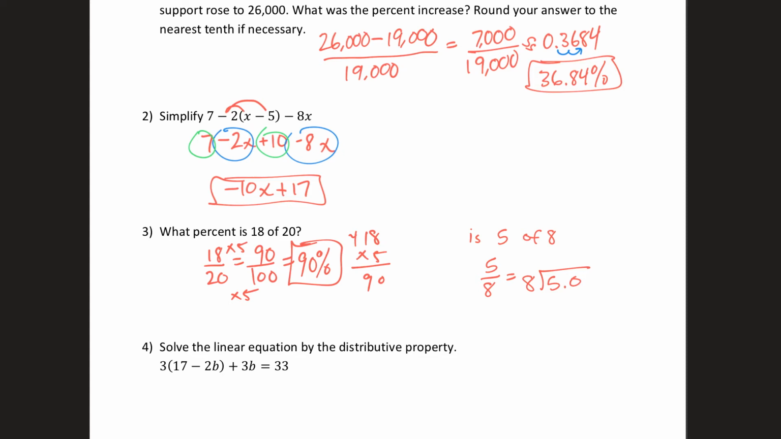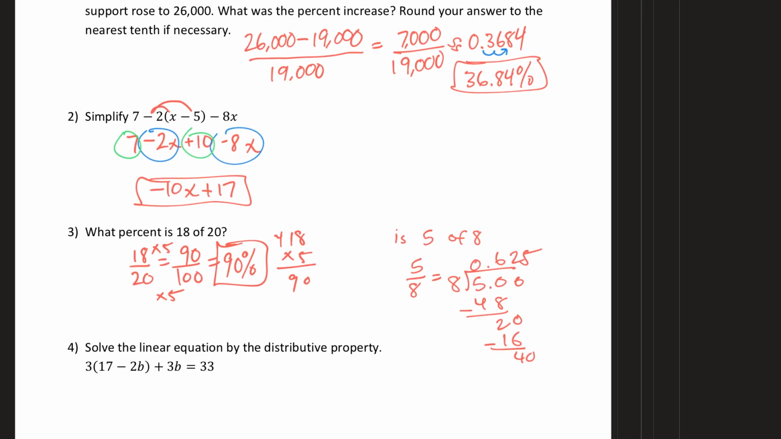8 doesn't go into 5, but it goes into 50, what, 6 times? 48. And that's 2, 0. That goes in, what, 2 times? Because that's 16, 4, 0. 0.625. And that would then be equal to 62.5%, because you have to move the decimal 2 times to the right. See, from here, 2 times to the right, it goes right there. Okay.